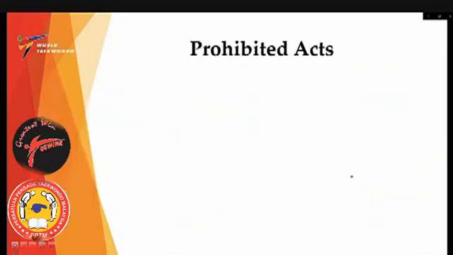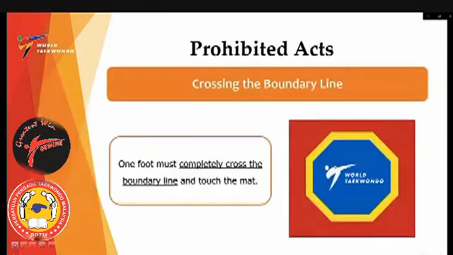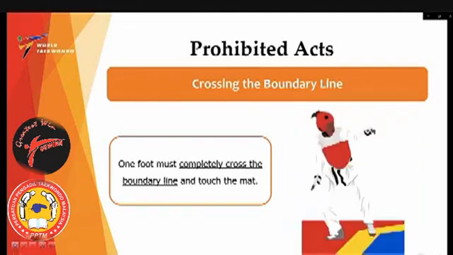So starting out with crossing the boundary line. Here you can see that we have our competition area, which is the blue and the yellow, and then the red is the safety area. So when one foot completely crosses the boundary line and touches the mat, that's considered crossing the boundary line. Here's the example. So when one foot completely touches the mat outside of the boundary line, so outside of the yellow, when it touches the red, then that becomes crossing the boundary line.